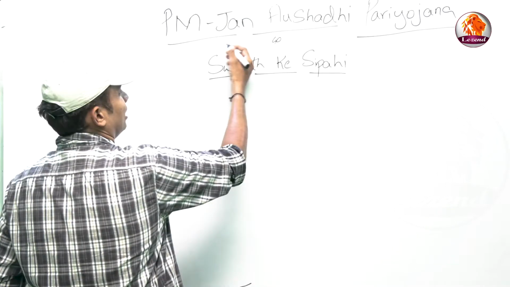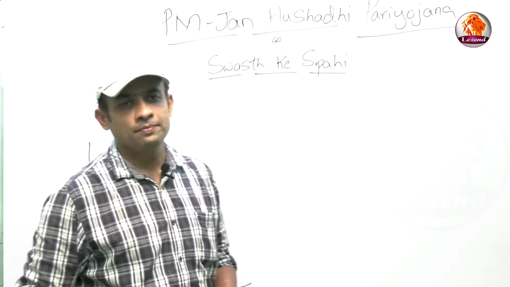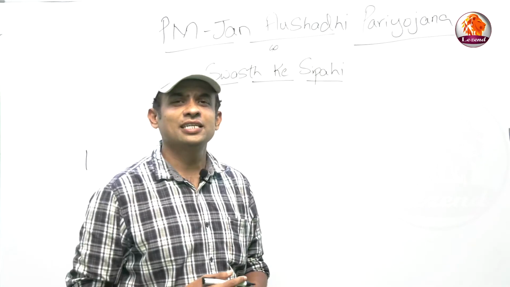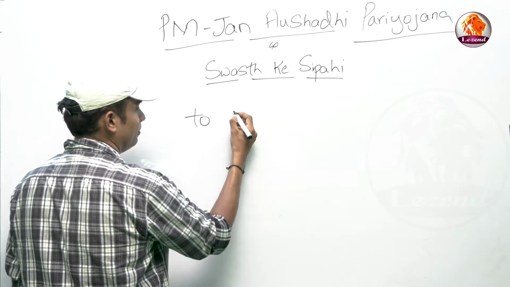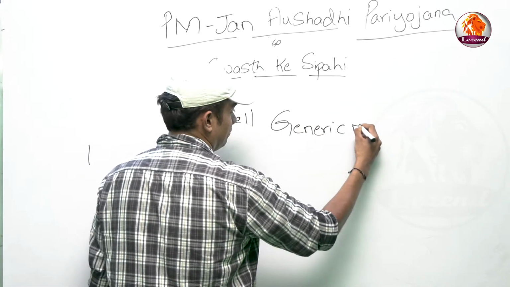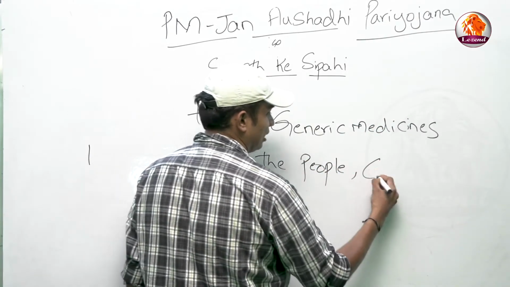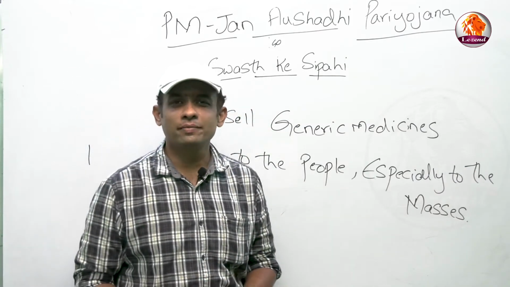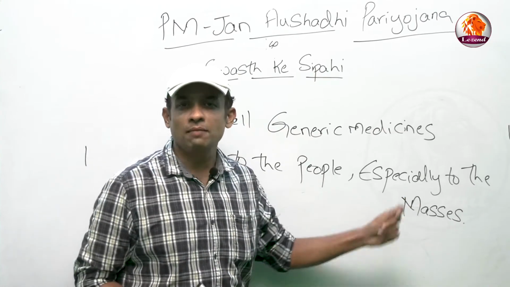Pradhan Mantri Jan Aushadhi Pariyojana and Swasth ke Sipahi. So, what is Pradhan Mantri Jan Aushadhi Yojana? It is an initiative by the government to sell generic medicines to the people, especially to the masses.